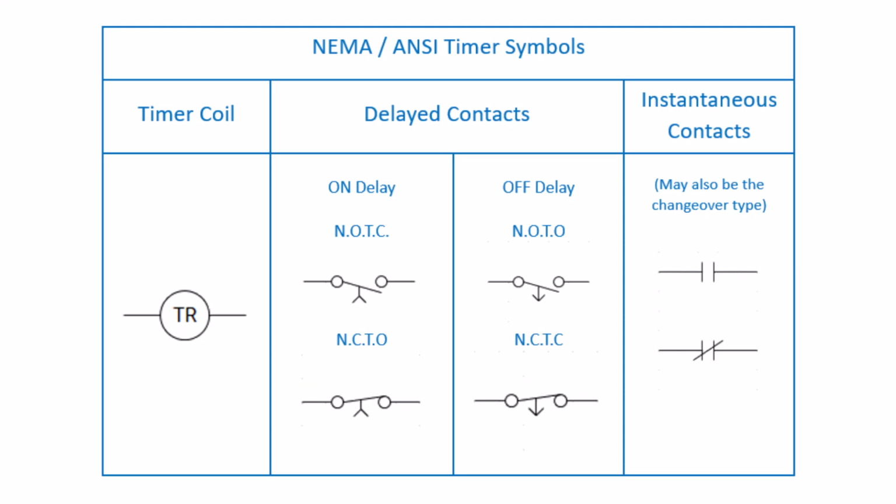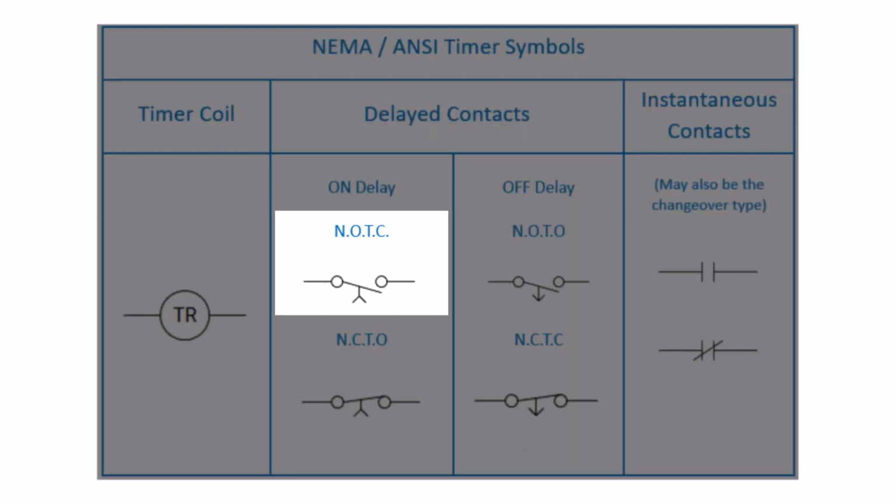Now shown is a table of NEMA timer symbols. Note the coil labeled TR. The timer contacts contain an intuitive arrow that shows the action of the contact after the on delay or off delay time has elapsed. Note the acronym beside each symbol.